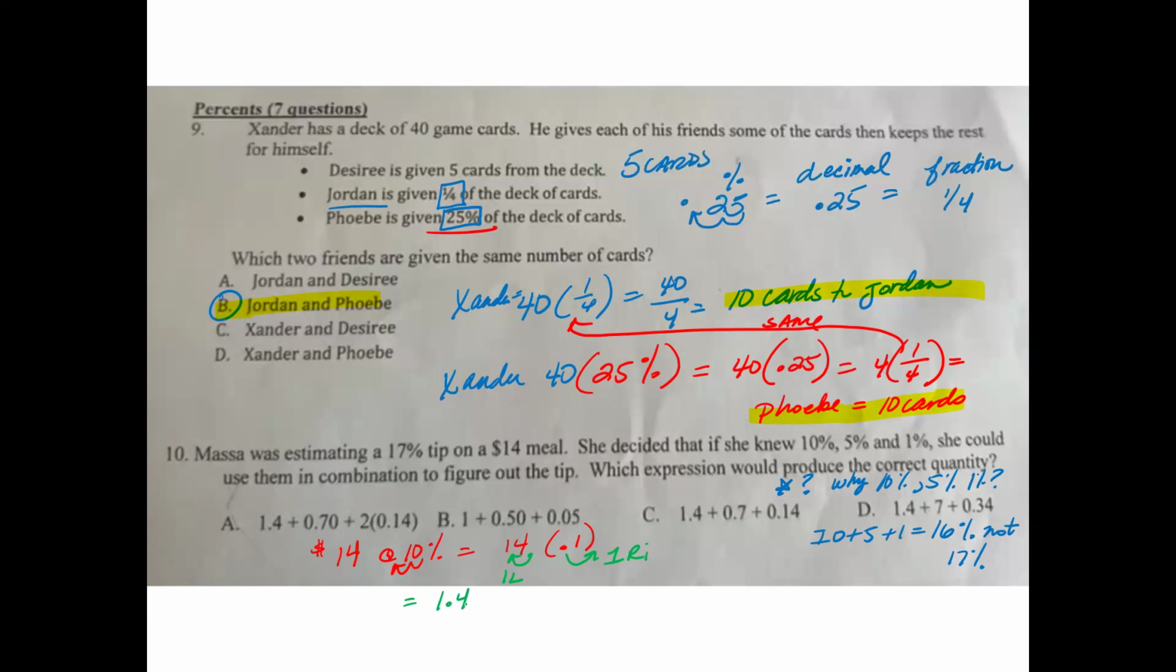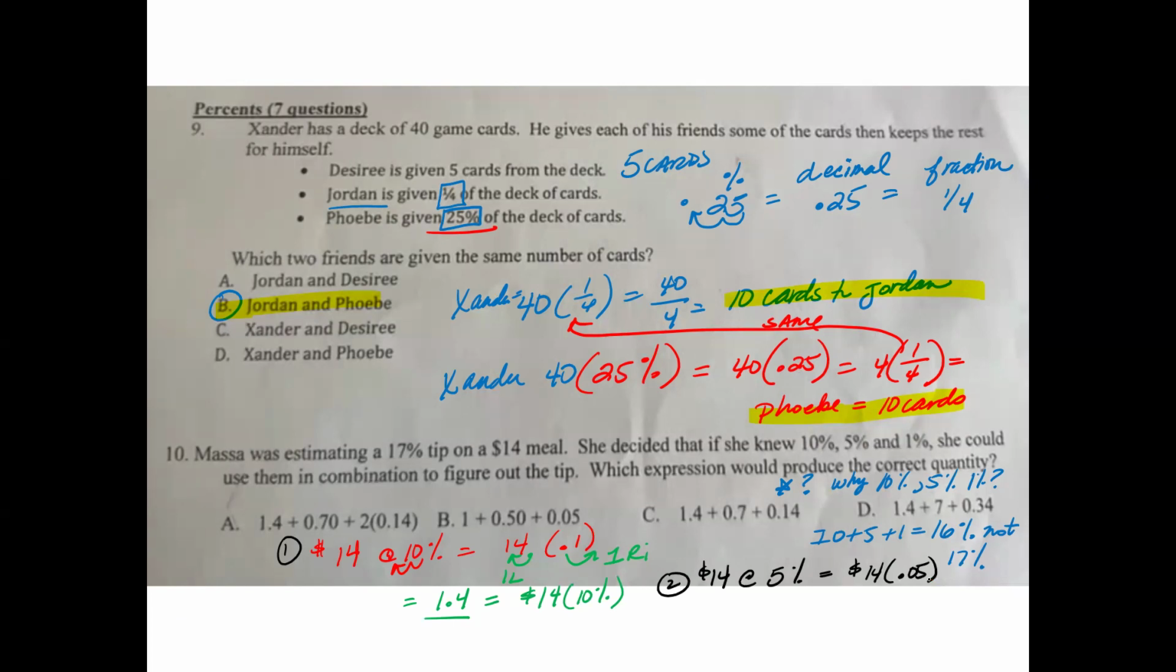Do you see that? Which one has 1.4? Which one doesn't have 1.4? Yeah. So 1.4 equals $14 times 10%, right? So that's your first one. Then your next one, just put 1 there. Number 2, you want 5%, right? So $14 at 5% is the same thing as $14 times 0.05, right?